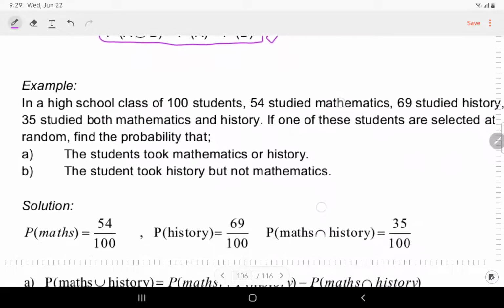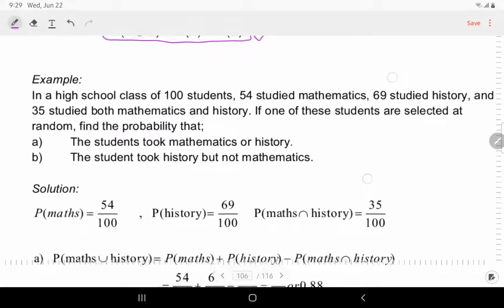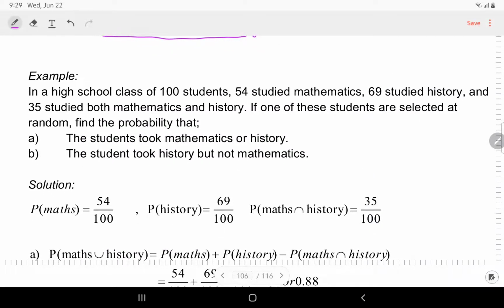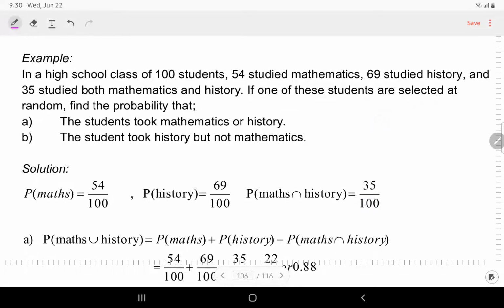So example, in a high school class of 100 students, 45 studied maths, 69 studied history, and 35 studied both maths and history. If one of these students is selected at random, find the probability that, question A, the student took maths or history. And question B, the student took history but not maths. Okay, so before doing the solution, we need to list out all the hints given.